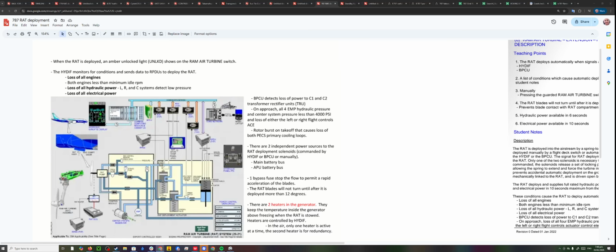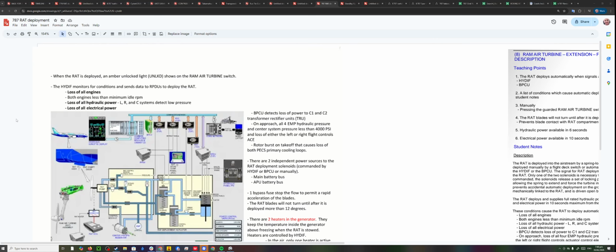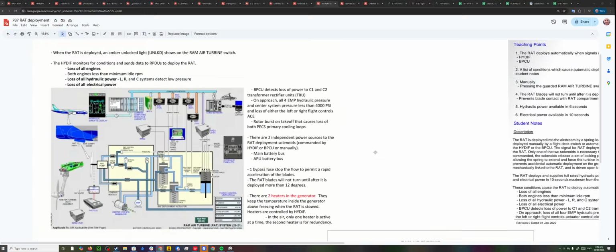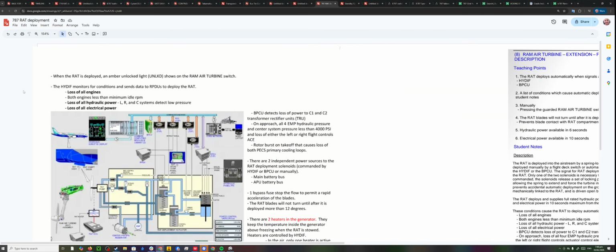I'm desperate to teach people how this aircraft works, and I'm focusing purely on the ram air turbine. I've got 3 documents here, and I'm going to run through them with you. The ram air turbine is deployed. When it's deployed, an amber unlocked light shows at the ram air turbine switch.